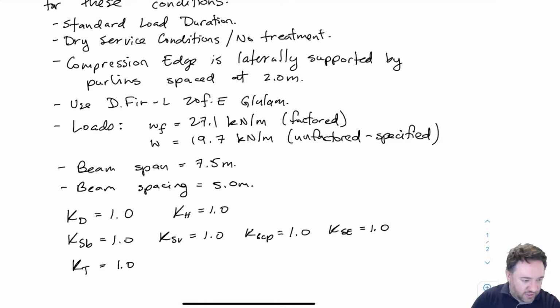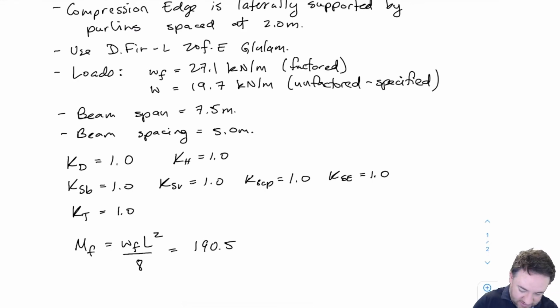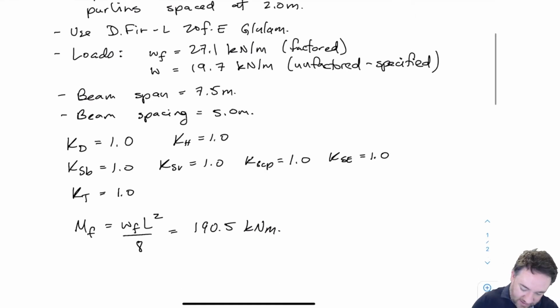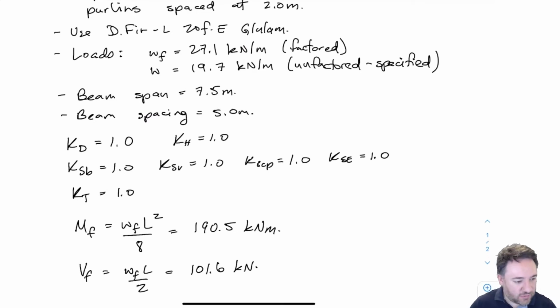So now that we know the loads, we can go directly to calculate what is the moment effect and the shear effect. So this is a simply supported beam with a uniform load. So our factored moment is going to be WL squared over 8, which is an equation that you should tattoo on your arm as a structural engineer. Moment in a simply supported beam. VF, our shear, is just WFL divided by 2. And that is going to equal, in this case, 101.6 kilonewtons.